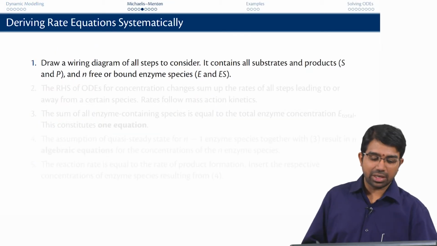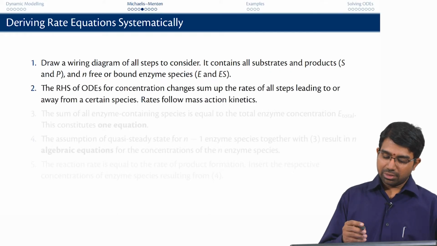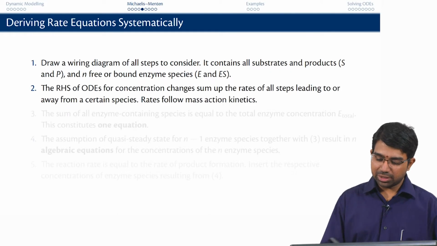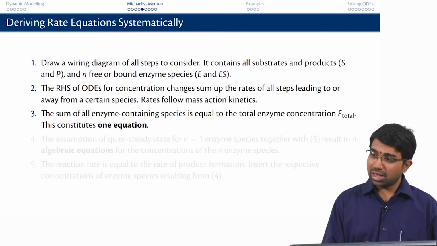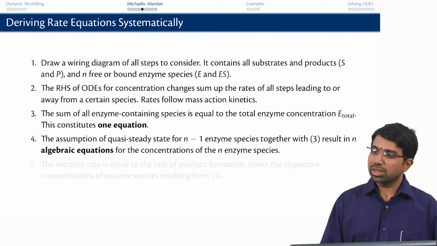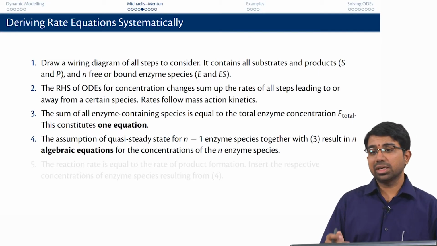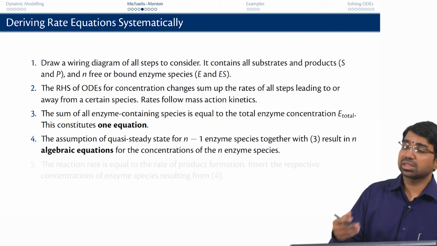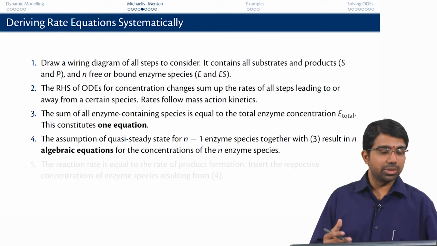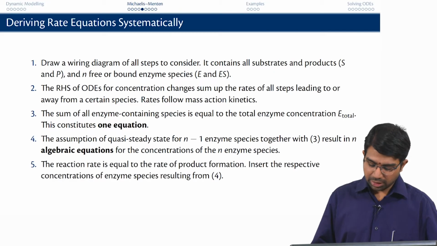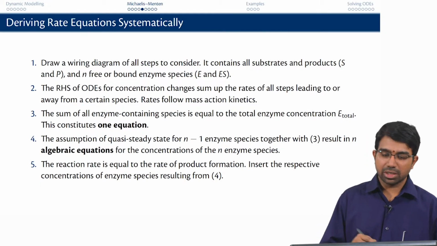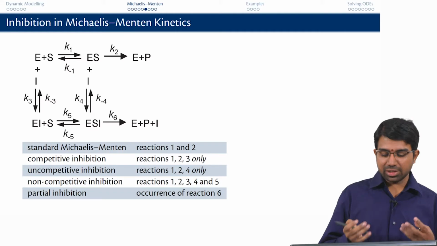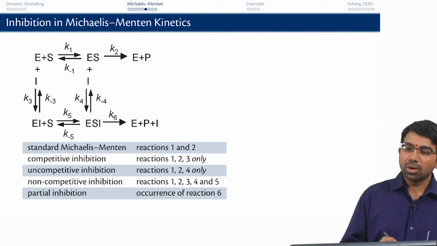So, this is a systematic way to derive the equations. You first draw a wiring diagram and assume mass action kinetics and write out all the equations. The sum of all enzyme containing species is E total, that is one algebraic equation, and then assume quasi steady state for n minus 1 enzyme species, right. So, this would mean ES, ESI, EI if I is the inhibitor, whatever these other species are, and then dP by dt is your final reaction rate, which you substitute and do some basic algebra to arrive at. So, this is the larger Michaelis Menten system where you have all kinds of possible combinations.